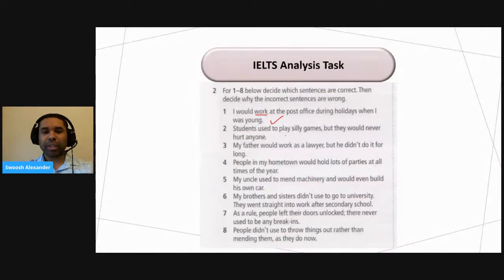So used to play silly games. Again, it's a habit in the past, but they would never hurt anyone. Again, referring to the past, something which was a habit. So we can use that. That is correct. Number 3, my father would work as a lawyer, but he didn't do it for long.